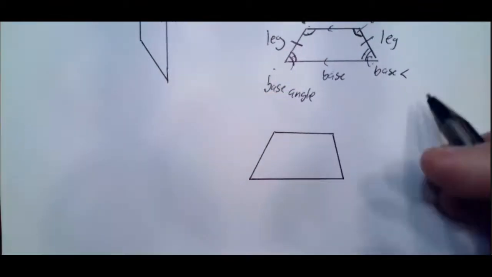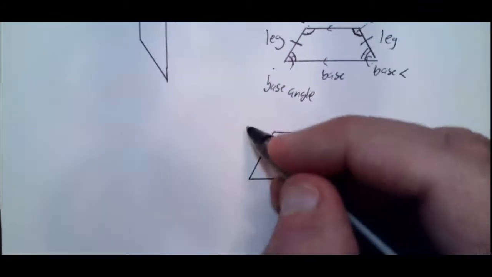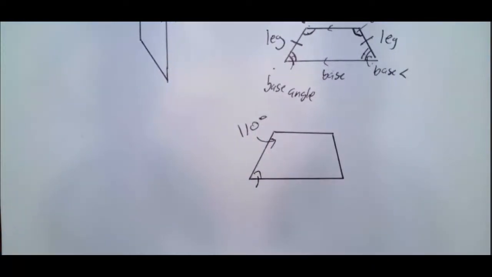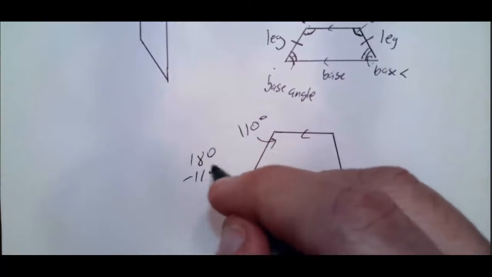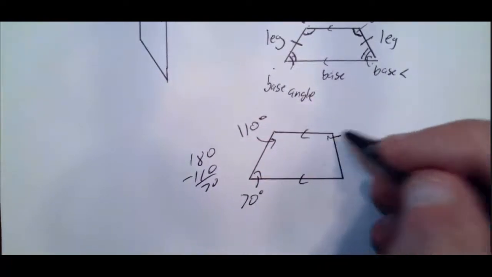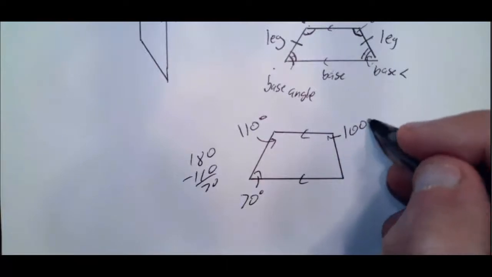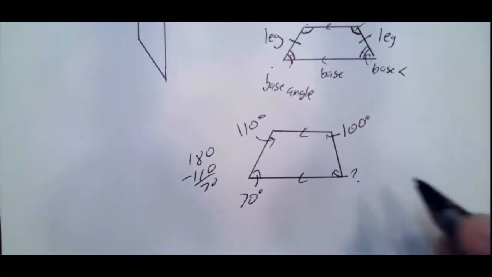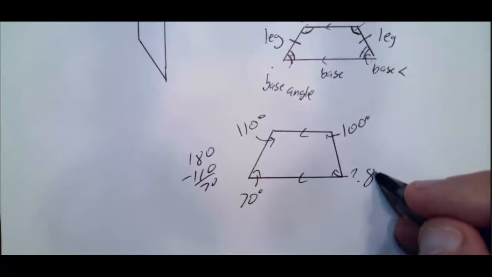All right, no tick marks. So if this is 110, what is that? 180 minus 110, 70 degrees. If this is 100 degrees, what is this? 100, 180, so this is 80.